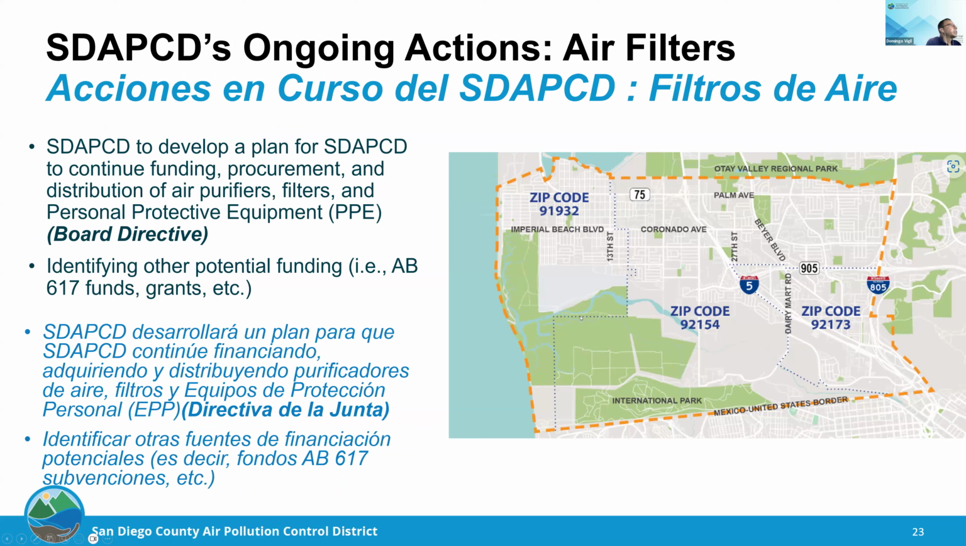The board also provided direction to develop a plan to continue funding and distributing air purifiers. So we have pulled together our internal team to find the best way for our agency to carry out this direction. And we have some ideas for potential funding, including funds from the AB 617 incentive funding that we expect will be able to help with this effort. So we would like to hear from the community any feedback they have on the county program to help us design something that works well and quickly for the affected residents.